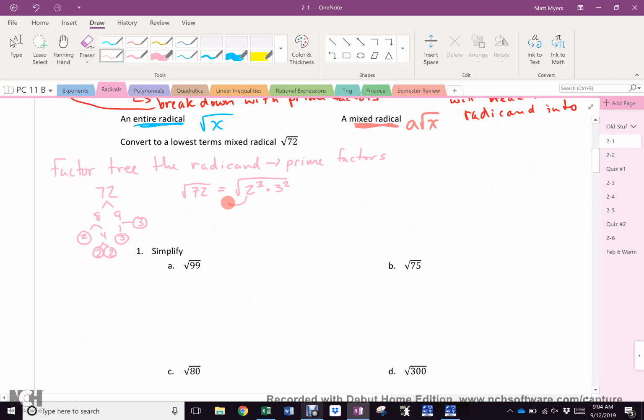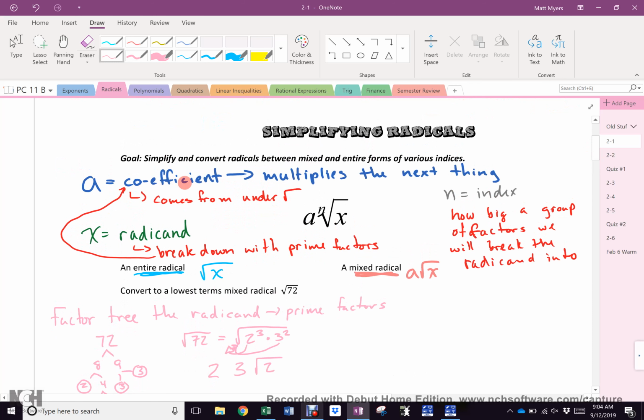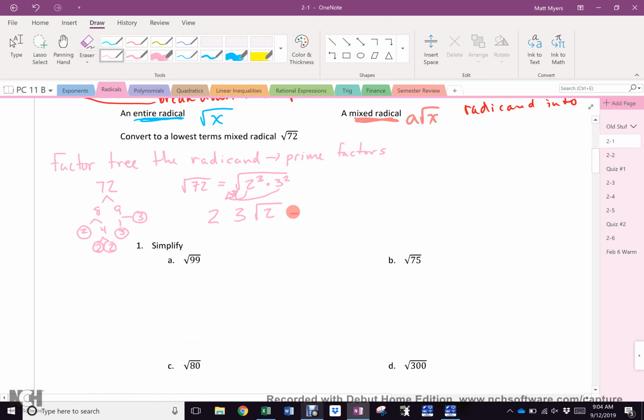1. So I bring out a single group of 2, leaving behind one of those 2's. How many groups of 3 can I get out? 1. So I bring out a single 3, leaving nothing there. Since these have now both moved from under the radicand, and I just reminded you that they are a coefficient and that coefficients multiply, 2 times 3 is 6 root 2.